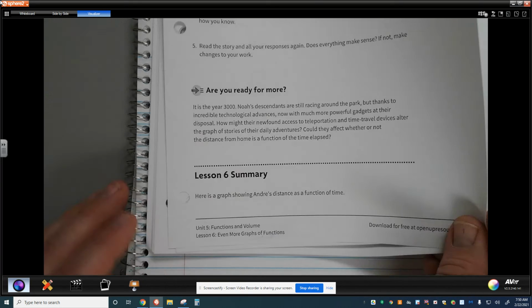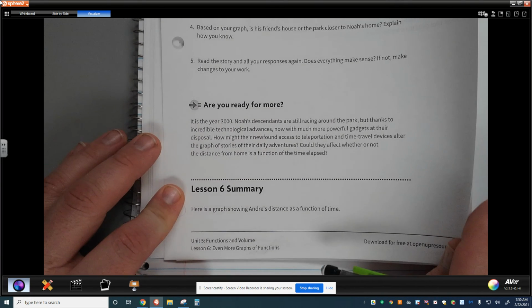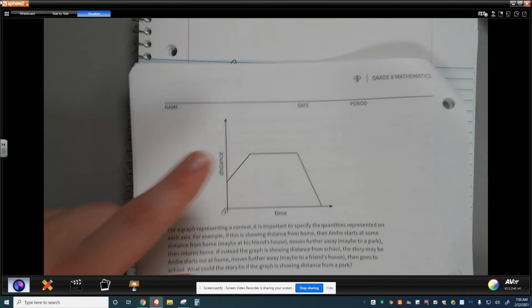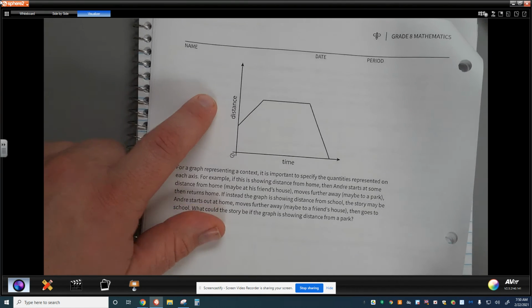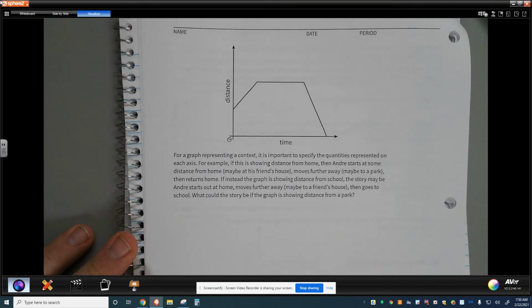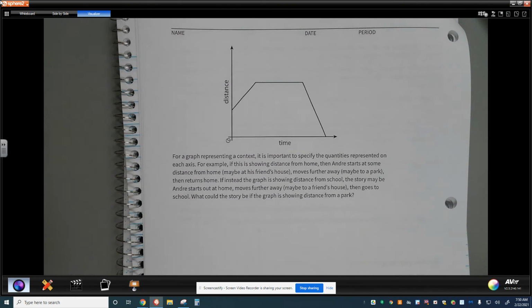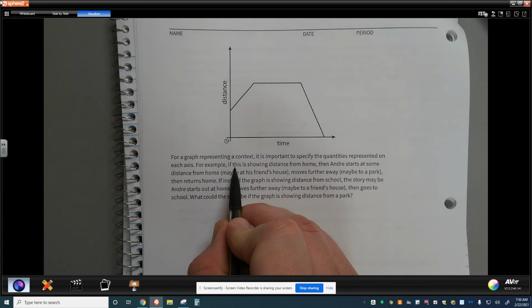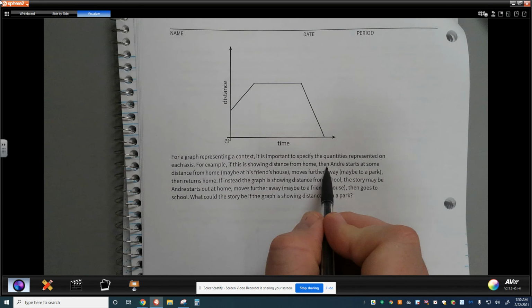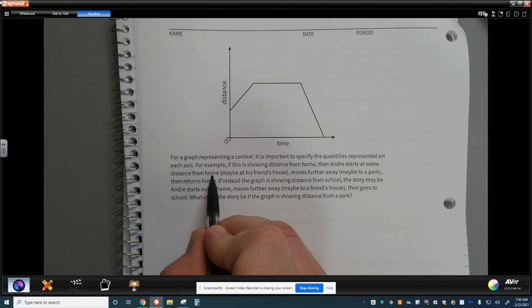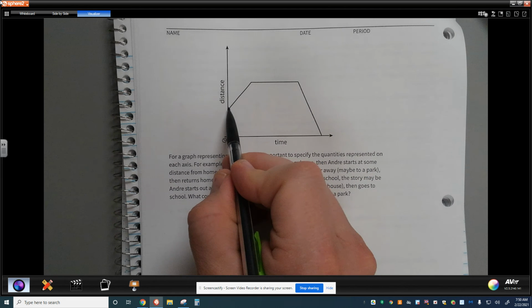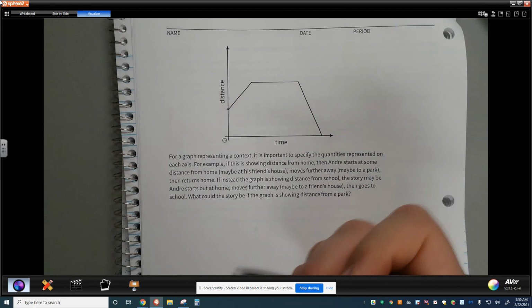So what we can think about with this, here's a graph showing Andy's distance as a function of time. When we're talking about a distance as a function of time, meaning the distance relies on the time, we have the context that can be given or assigned to this. It's important to specify the quantities represented for each axis. So for example, in this one, if this is showing distance from home, then Andy starts at some distance from home, meaning he started somewhere. Maybe this is his buddy's house because he's clearly not at home.